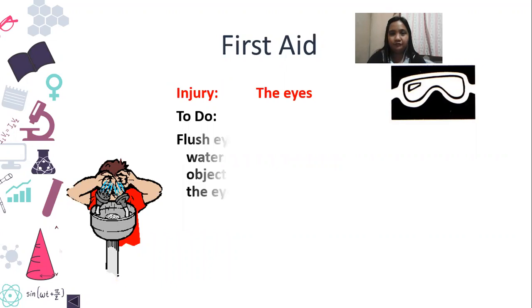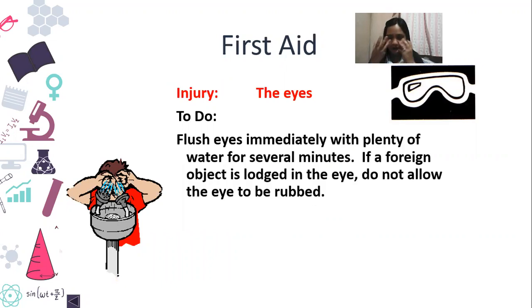So, for example, your eyes got irritated by a chemical. What do we need to do? Flush eyes immediately with plenty of water for several minutes. Now, if a foreign object is lodged in the eye, please do not rub it, because rubbing your eyes will make it worse. So this is what we call napuwing. If you have a napuwing, please do not rub your eyes. So that's basically it.